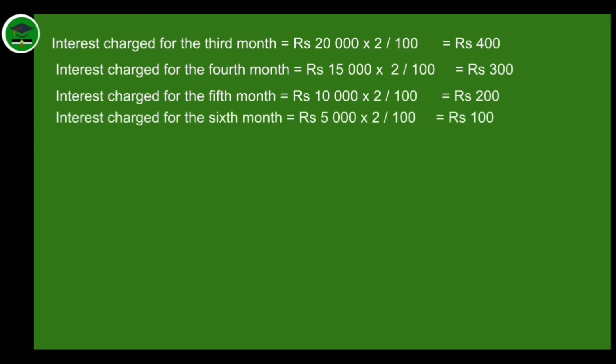So you have to pay the interest for each month in different values. In the first month, you have to pay 600. After that, second one 500, 400, 300, 200, 100. Right? Then we can find the total interest paid.